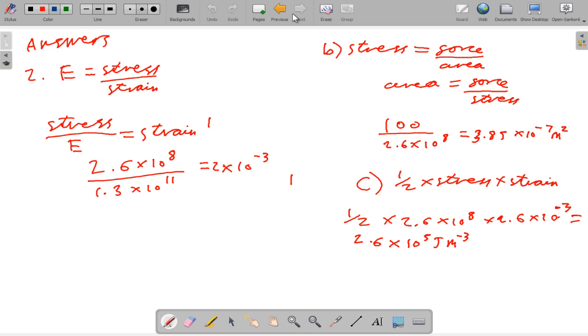So 2.6 times 10 to the 8 over 1.3 times 10 to the 11 is 2 times 10 to the minus 3. And if stress is force over area, we can rearrange to make area equals force over stress. 100 over 2.6 times 10 to the 8 equals 3.85 times 10 to the minus 7 meters squared. And for part C, if we times half by 2.6 times 10 to the 8 times 2.6 times 10 to the minus 3, that's equal to 2.6 times 10 to the 5 joules per meter cubed.